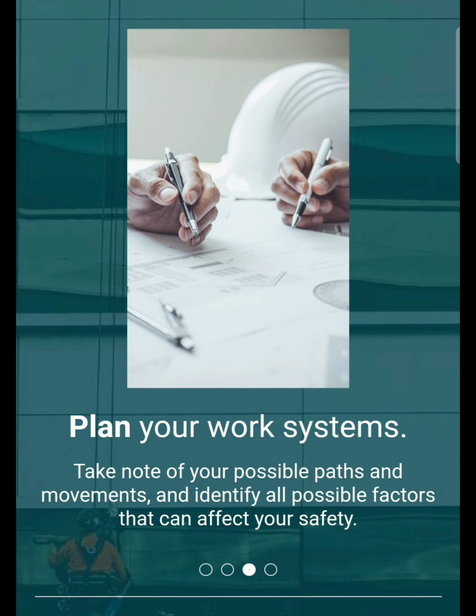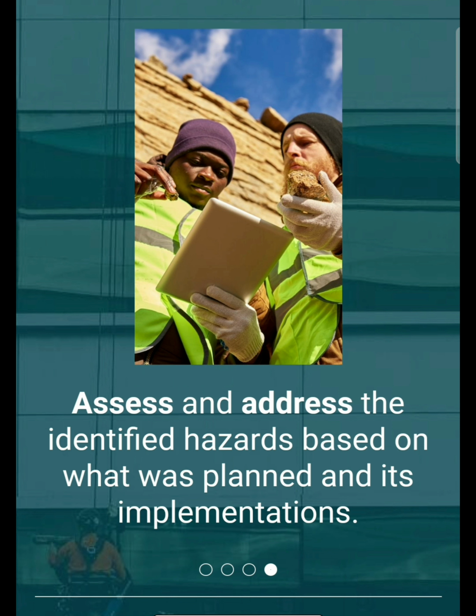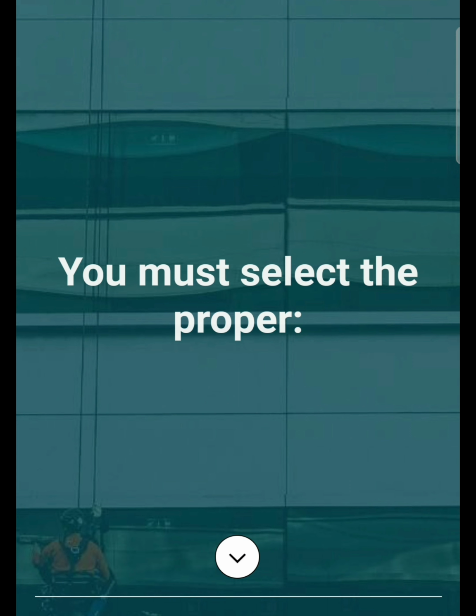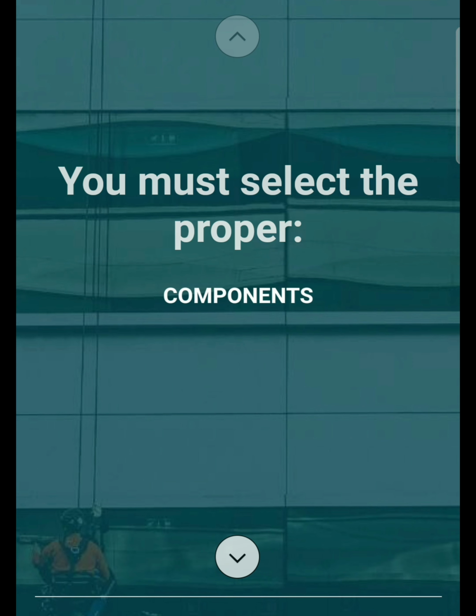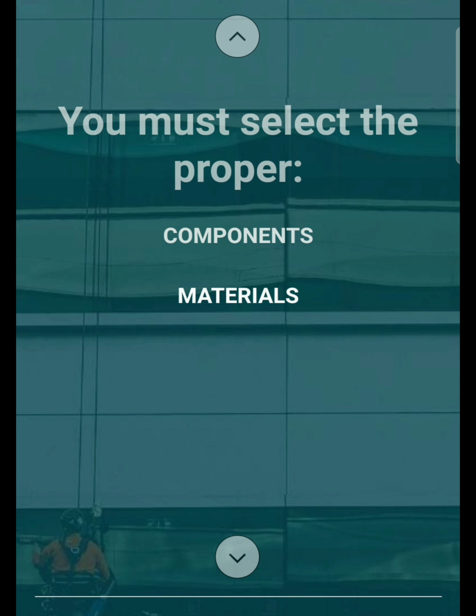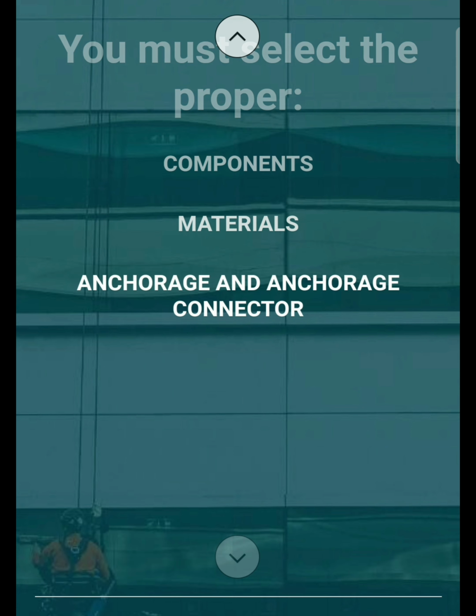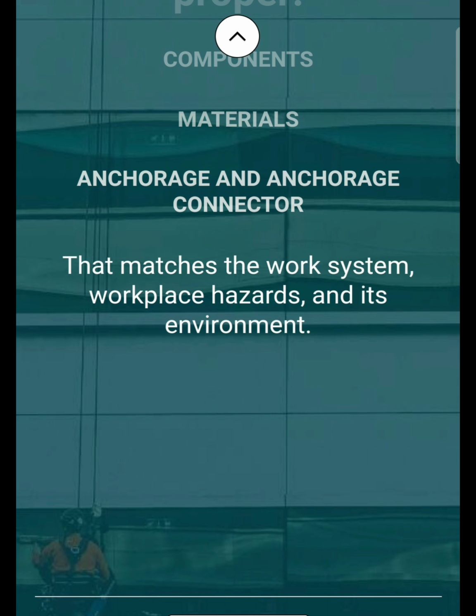Plan your work systems. Take note of your possible paths and movements, and identify all possible factors that can affect your safety. Assess and address the identified hazards based on what was planned and its implementations. You must select the proper components, materials, anchorage and anchorage connector that matches the work system, workplace hazards and its environment.